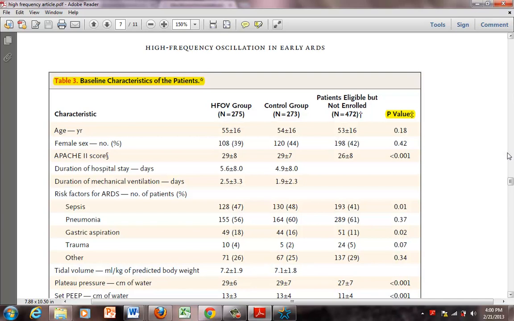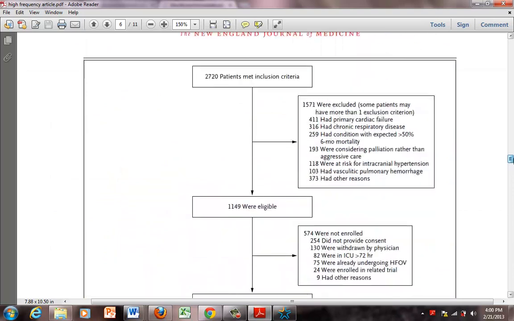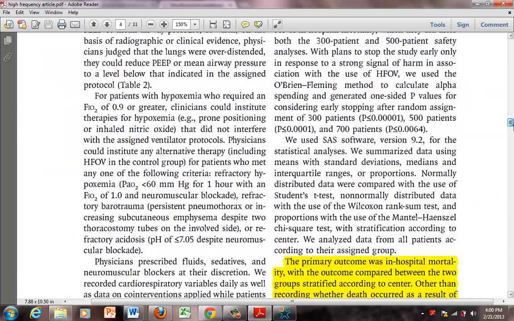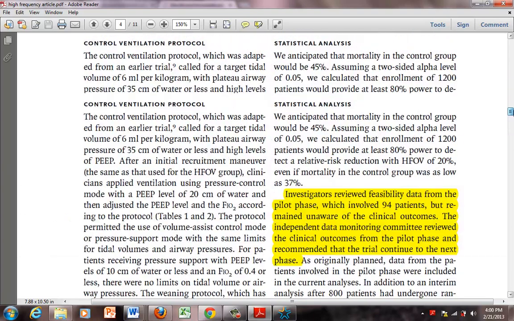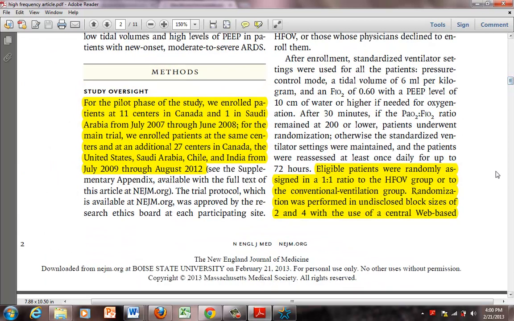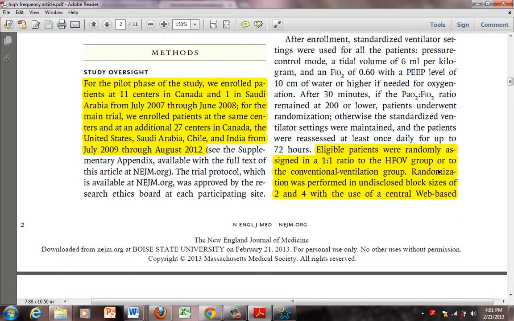And so I look up here, and I've highlighted these in my document. All right, I have to find it. Apologize if I'm making you dizzy. Here we go. Eligible patients were randomly assigned in a 1-to-1 ratio. So for every one person that went in the treatment group, another person went in the control group. And randomization was performed in undisclosed block sizes of 2 and 4.